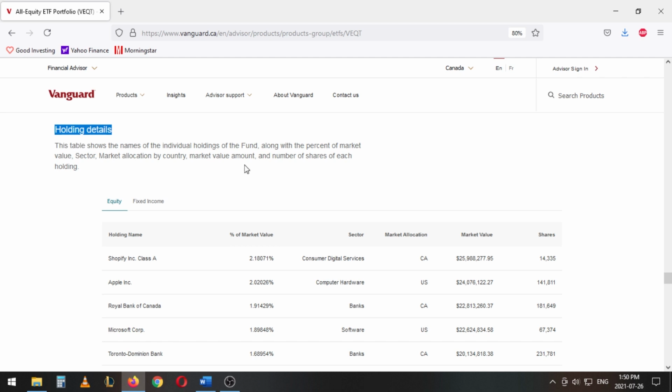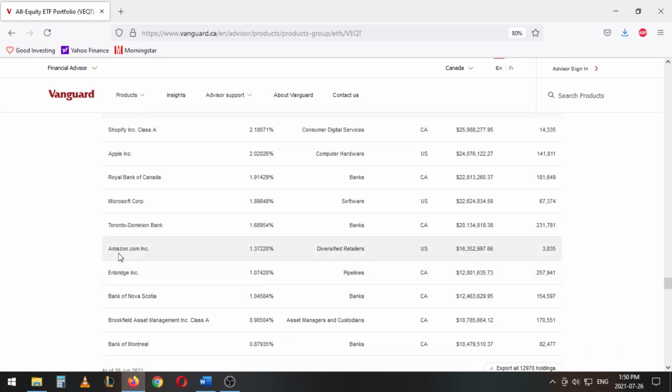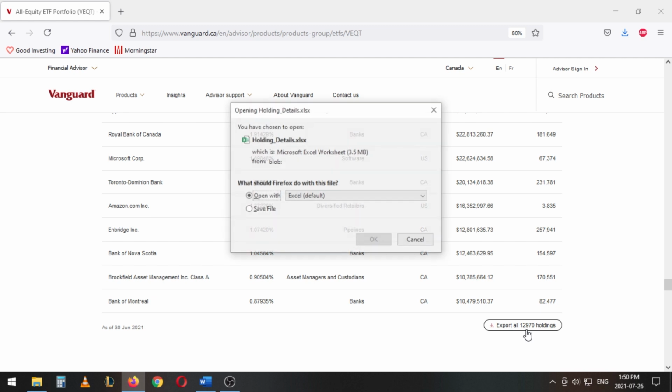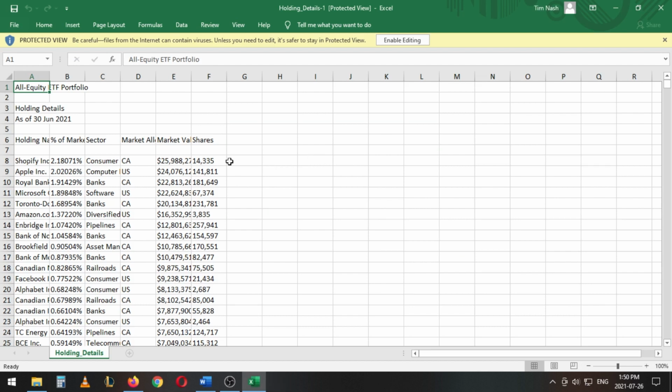Okay, here we get the holding details. So I had to scroll down quite a bit, but I do get the list of holdings. You can see here Shopify, the biggest company in the weighting, and then Apple, and then RBC, Amazon, Enbridge. But it's only the top 10 holdings. I actually want all of them, so I'm going to download the Excel spreadsheet. And you can see here I'm downloading all 12,970 companies. This is pretty massive. I'm going to download it in Excel.